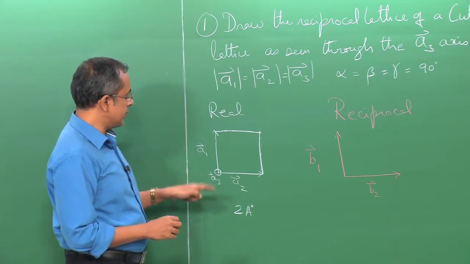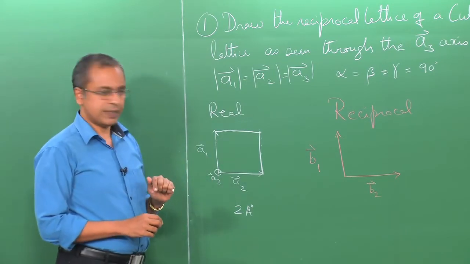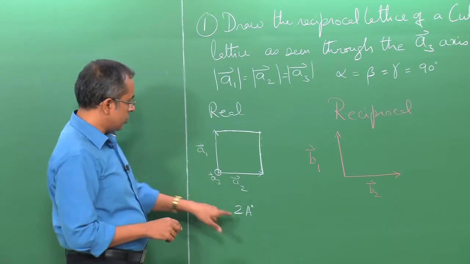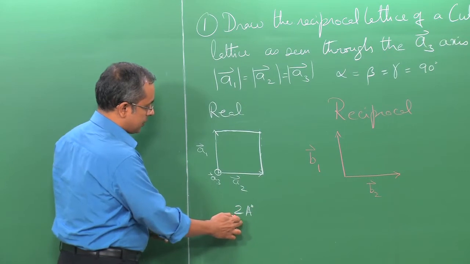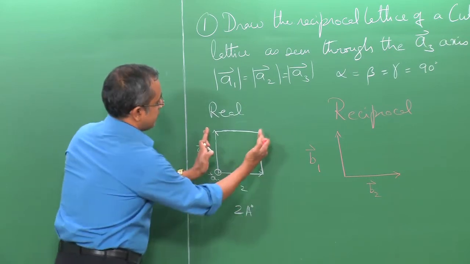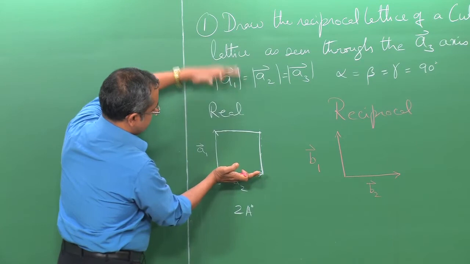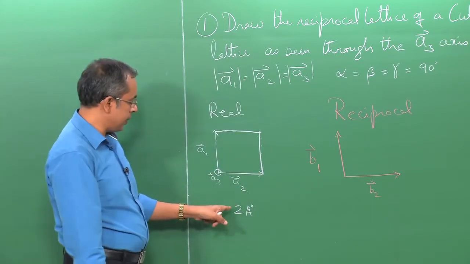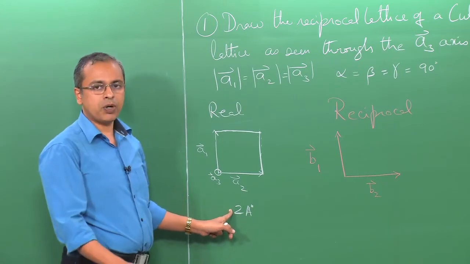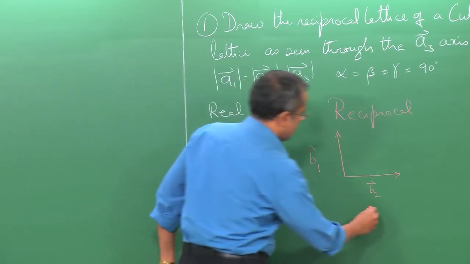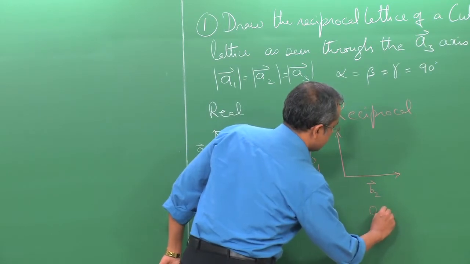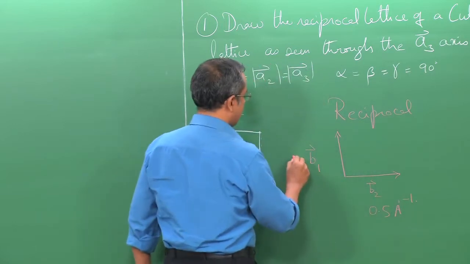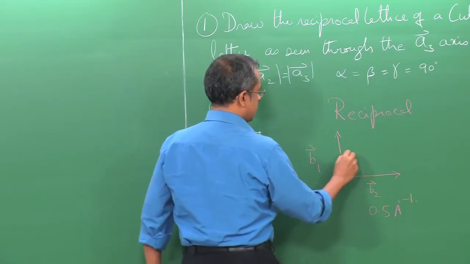The other thing that we know is that the value of the reciprocal lattice vector is 1 over the spacing of the corresponding set of planes. The spacing between these planes is 2 angstroms right now, that is the lattice spacing. So, B1, B2 and B3 are all going to be the inverse of 2 angstroms, that is 0.5 angstrom inverse. So, this is 0.5 angstrom inverse, and similarly this is 0.5 angstrom inverse.